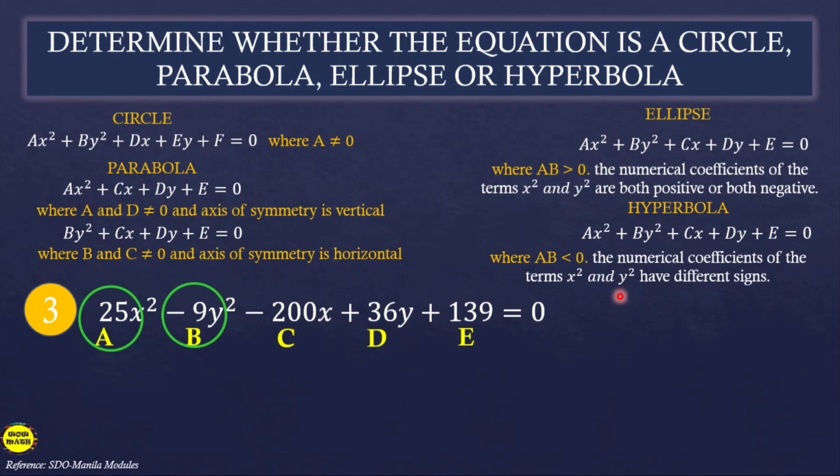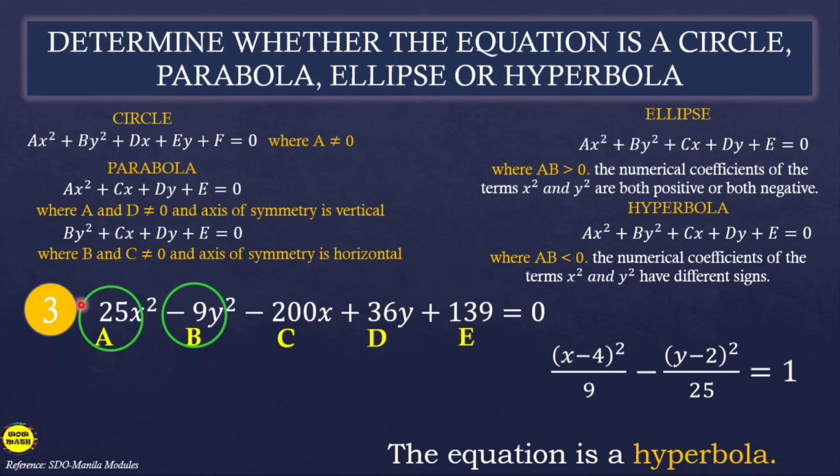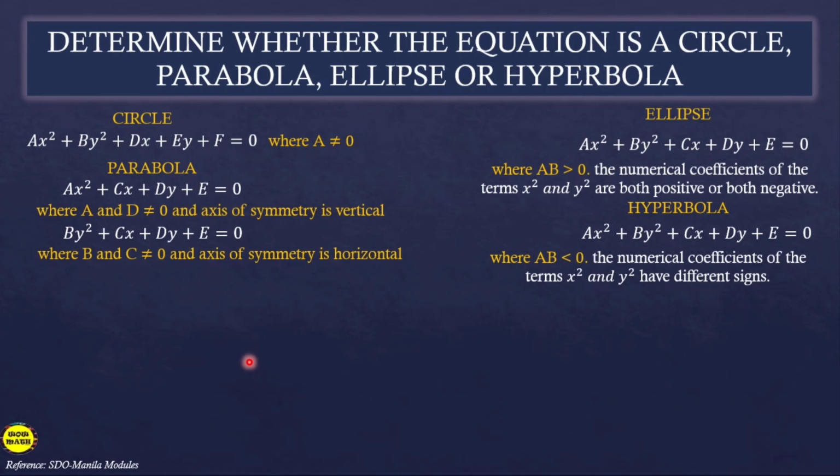So, paano natin malalaman kung ellipse or hyperbola? Sa sign. Okay, titingnan natin sa sign. So, yung isa positive, yung isa negative. So, ito ay hyperbola. So, kapag transform natin into standard form, magiging (x minus 4) squared over 9 minus (y minus 2) squared over 25 is equal to 1. So, again, ito ay halimbawa ng hyperbola kasi magkaiba yung sign ng numerical coefficients. Next, number 4.